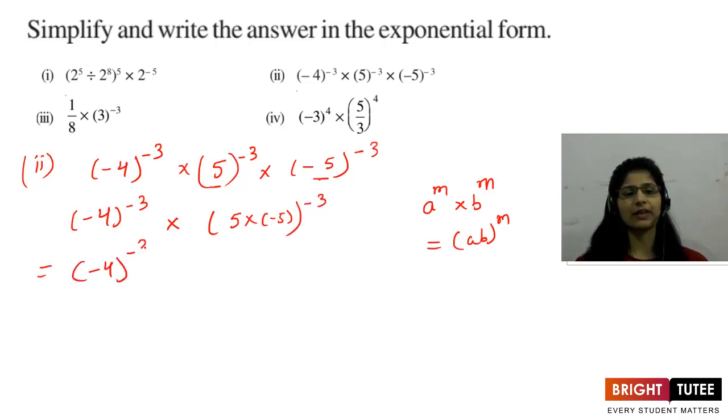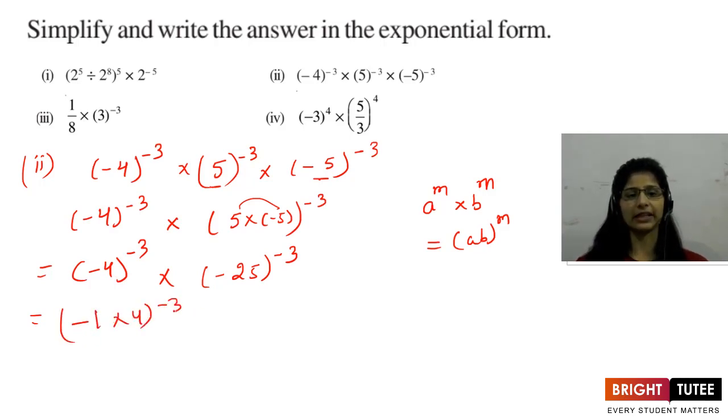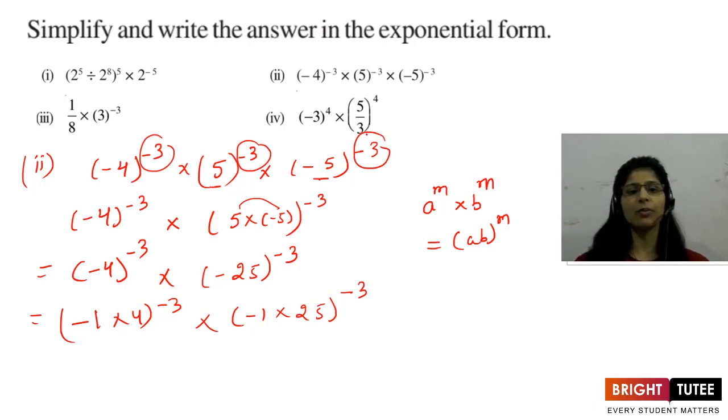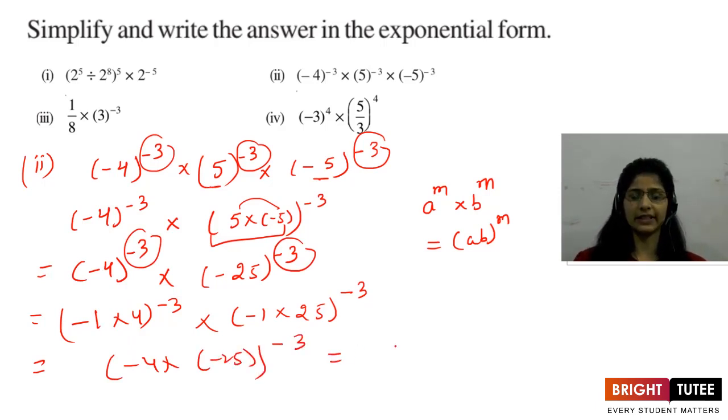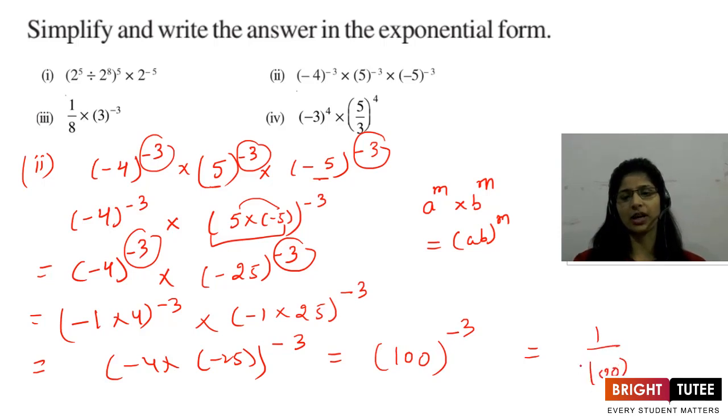So we will get minus 4 to the power minus 3 into, what we will get here? Minus 25, right? Or we can just write it as, see, 5 into minus 5, minus 25 whole power as minus 3. Now just see here, minus 4 is there, we can write it as minus 1 into 4 whole power as minus 3. Similarly, we can write minus 1 into 25 whole power as minus 3. Okay, also we see that these three have the same power. So instead of collecting 2 at once, you can combine the 3 also. So now if we see, the powers are same here, right? So what we can do, we can write minus 4 into minus 25 whole power is minus 3. We get minus minus will get plus, 25 into 4 is 100 to the power minus 3, that can be written as 1 upon 100 to the power 3.